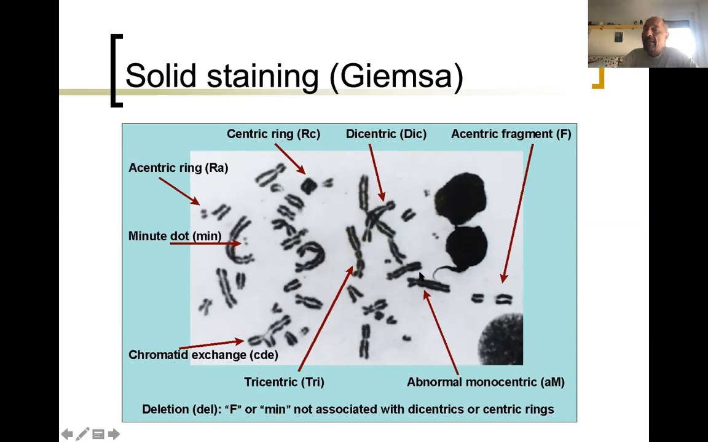So many centric rings. This is a ring, a chromosome that became a ring. Many different kinds of aberrations. It's a fascinating world already here in Giemsa. We will try to understand how these aberrations can be created.